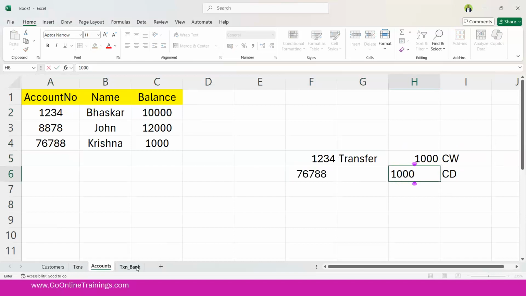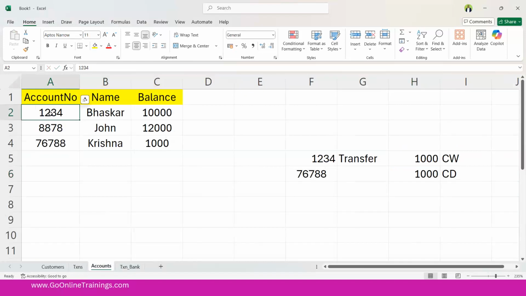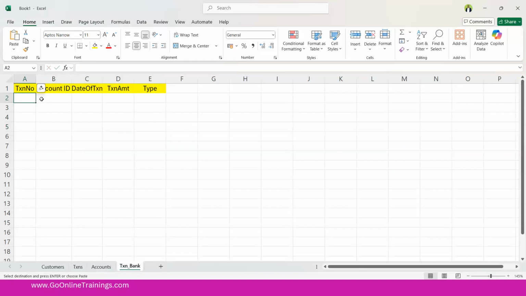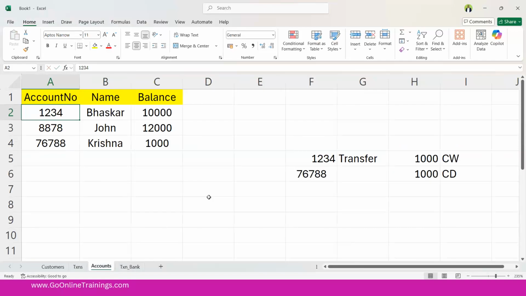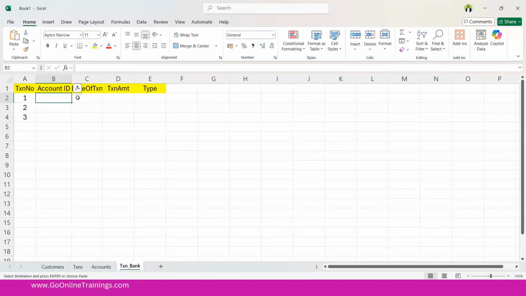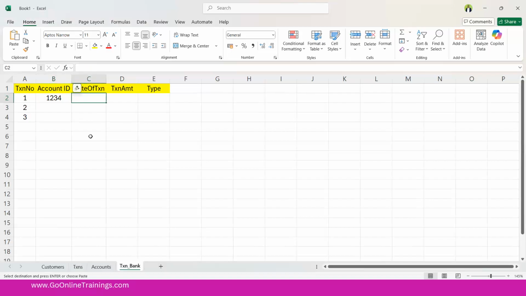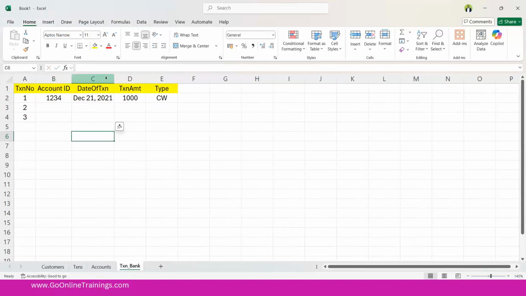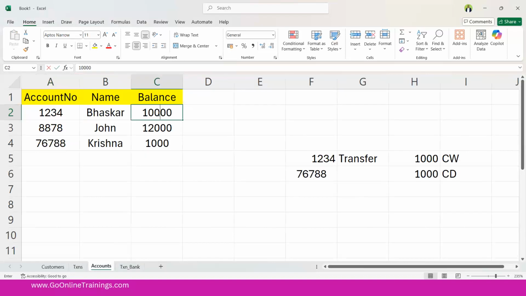Clear? So what will happen when you transfer the funds? Your account 1234 is going to have some continuous numbers. Your account ID will be, Control C, Control V. Your transaction date, for example, say December 21st, 2021, you have done this 1,000 rupees. Transaction type is cash withdrawal, when you transfer the funds using PhonePe or Google Pay. So PhonePe will remove 1,000 rupees. It has to come and you need to have 9,000 rupees here.